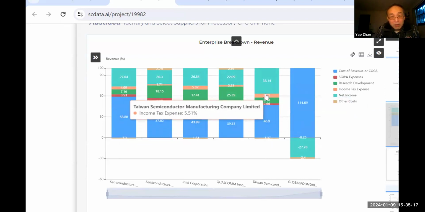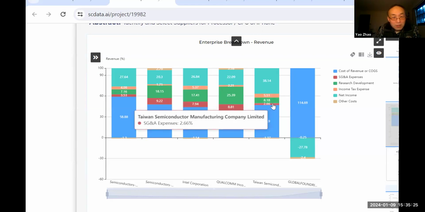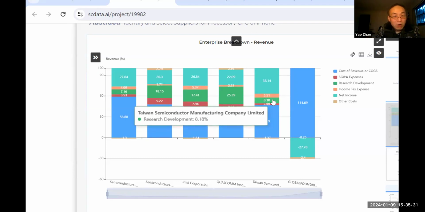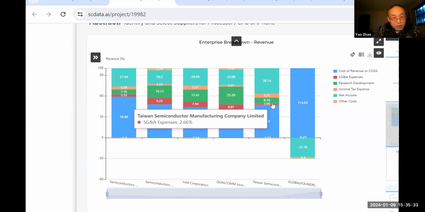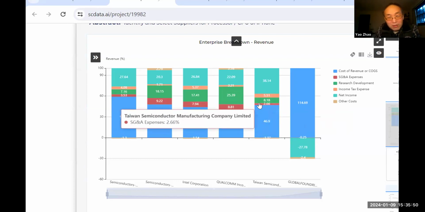Now, income tax is about the same, all 5%. The two differentiating factors are the sales, general, and administrative expenses, that is operating cost, and R&D. Especially look at the SG&A cost. TSMC is about 2.6% versus Intel at about 7.9%. How could TSMC have such a lower operating cost? That was a significant advantage.